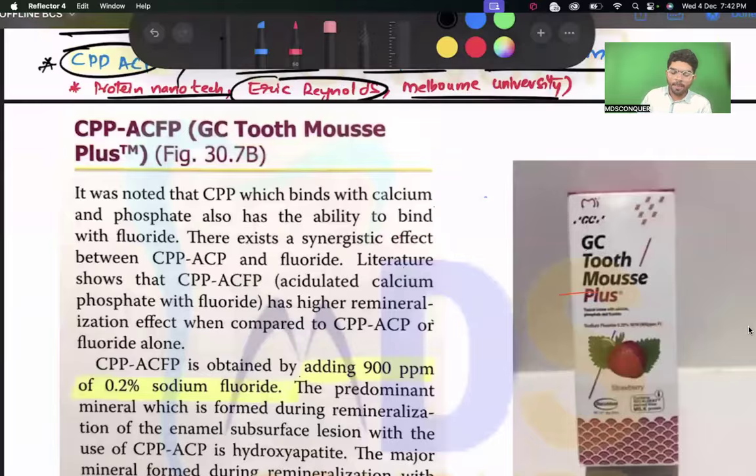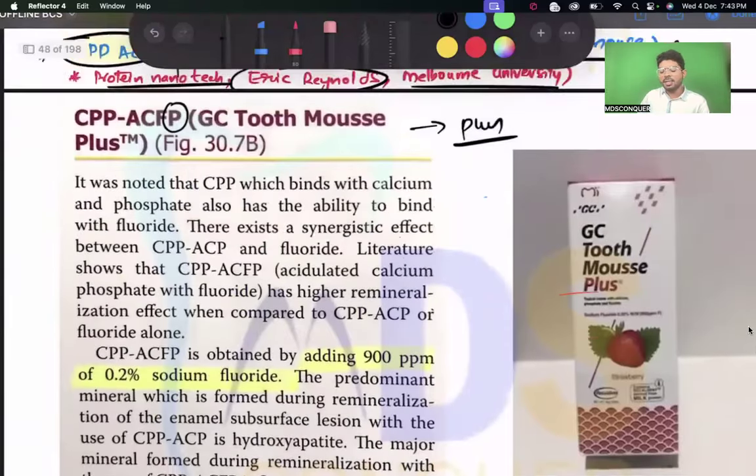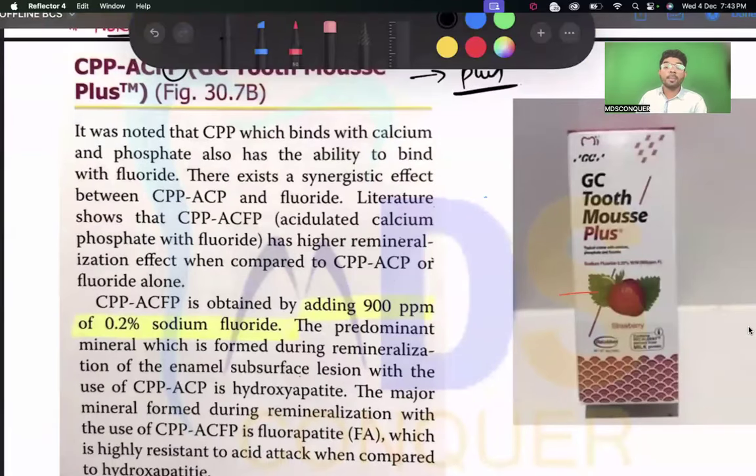So there is something called CPP-ACPF. What is this F? F for fluoride, plus means you are adding something. I told you previously we started the journey with the beauty of fluoride. CPP-ACP does not have fluoride, so what I'm doing is adding fluoride. How much amount of fluoride am I adding? Important, this is again a question for you. How much amount of fluoride is being added in CPP-ACPF? 0.2% NaF, which is 900 ppm, is being added.